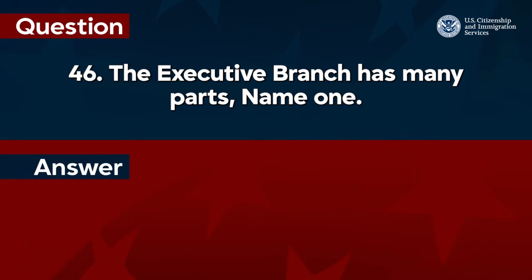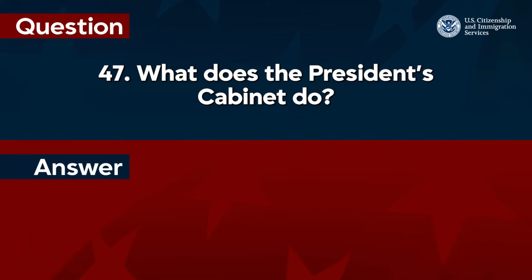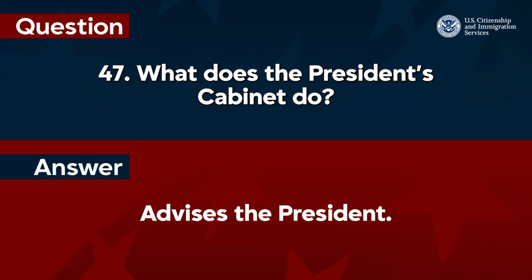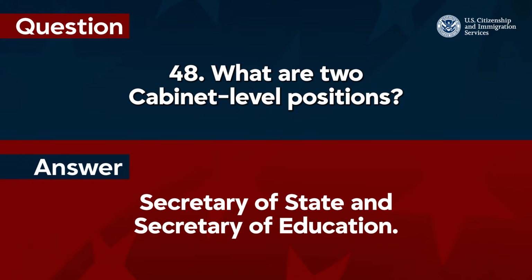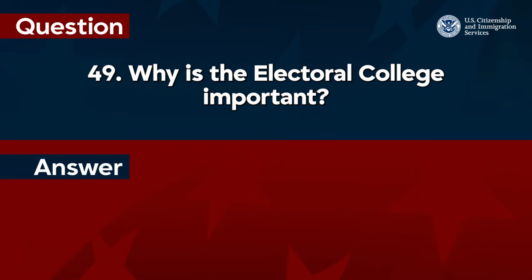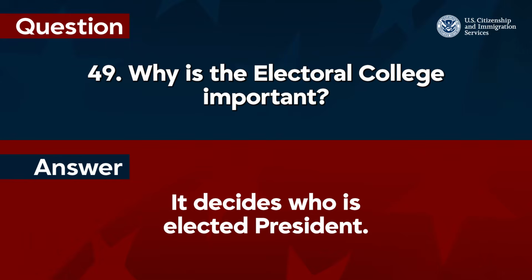The executive branch has many parts. Name one. Cabinet. What does the President's cabinet do? Advises the President. What are 2 cabinet-level positions? Secretary of State and Secretary of Education. Why is the Electoral College important? It decides who is elected president.